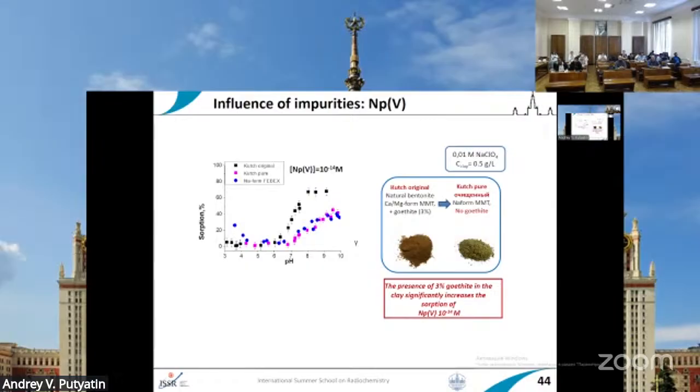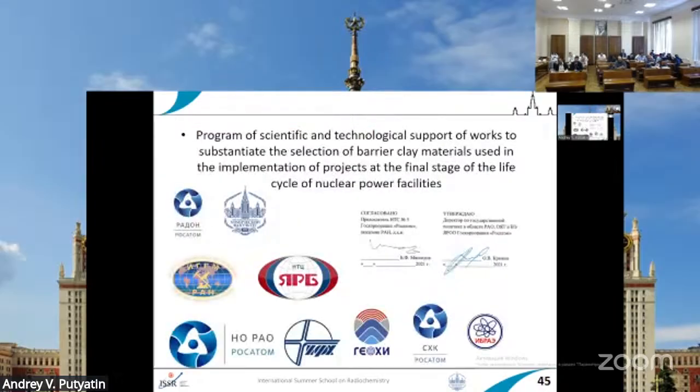Of course, the red or orange color made us guess that there should be some iron inside. But we saw this presence of goethite by Mössbauer spectroscopy, so it was definitely there. So only 3% of goethite has this dramatic effect on the sorption behavior. So sometimes very small impurities can have a very big impact.